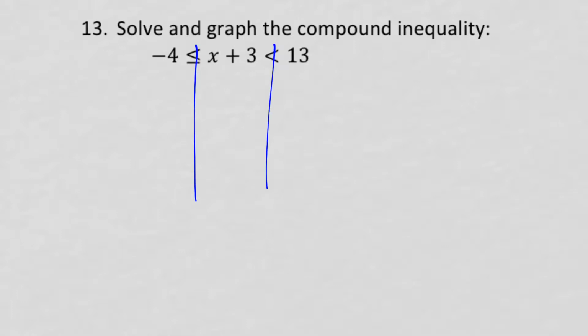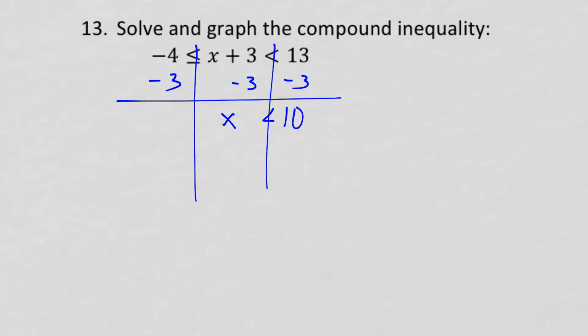Your goal is to leave the x in the middle by itself. So really all you got to do in this one is kick out the 3 by subtracting it. We're going to subtract 3 from both sides. So that means that in the middle all I have left is x. On the right side, 13 minus 3 is 10. On the left side, negative 4 minus 3 is negative 7. The inequality symbols that were there to begin with, less than or equal to, and less than, stay there. That's it. That's your final answer.